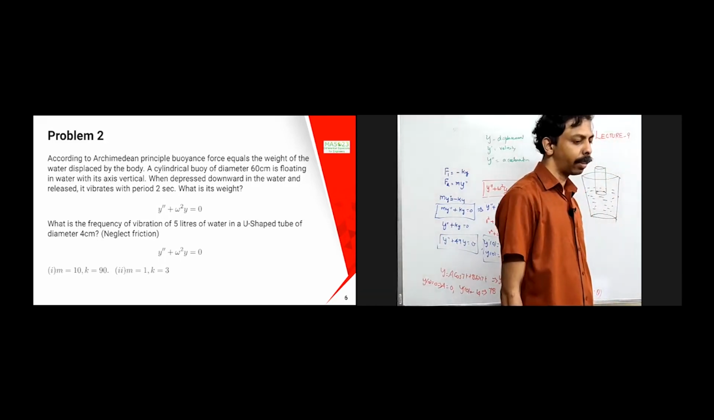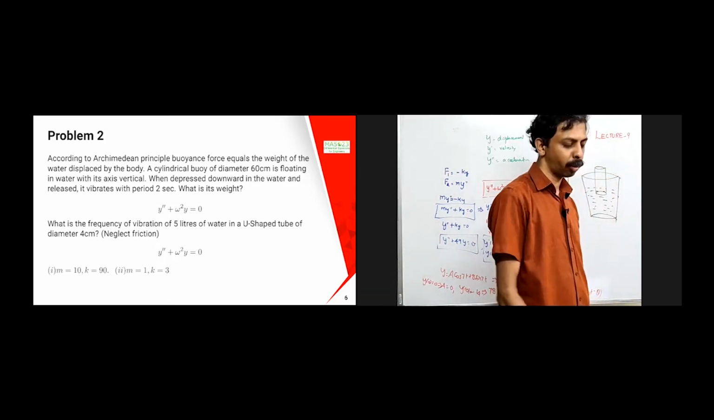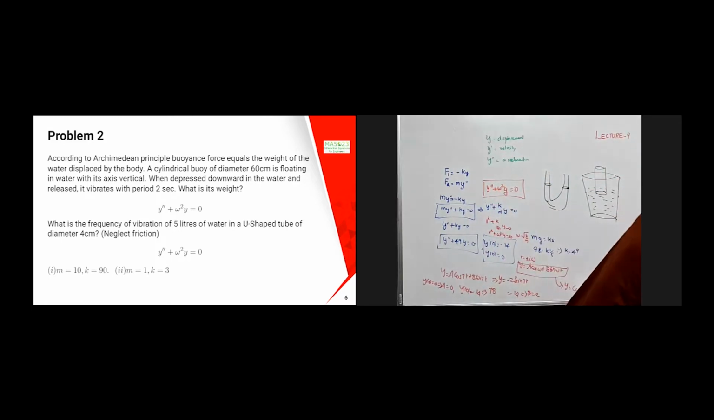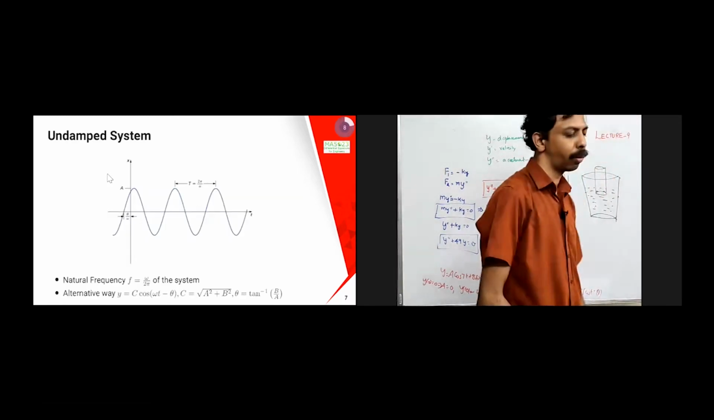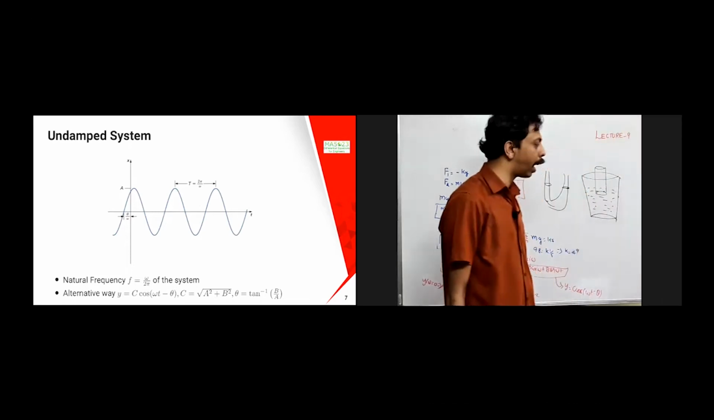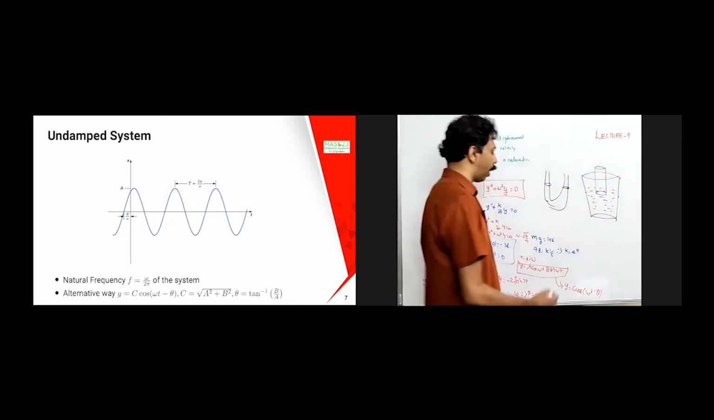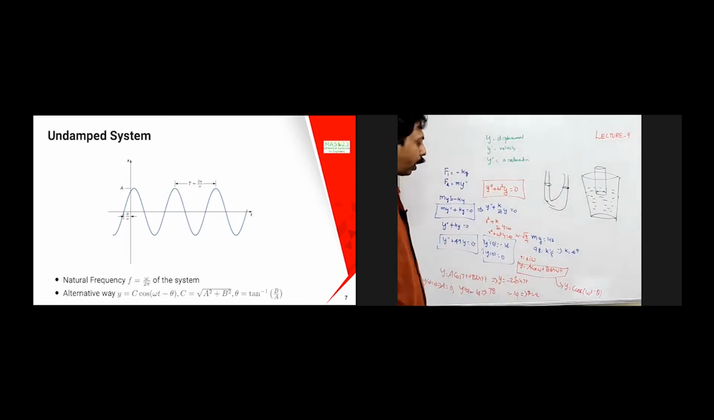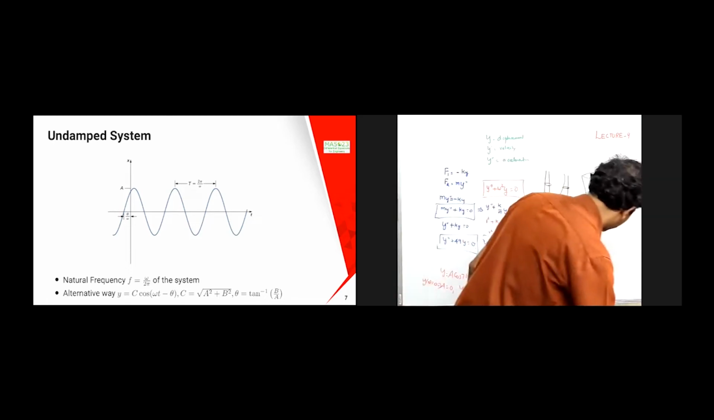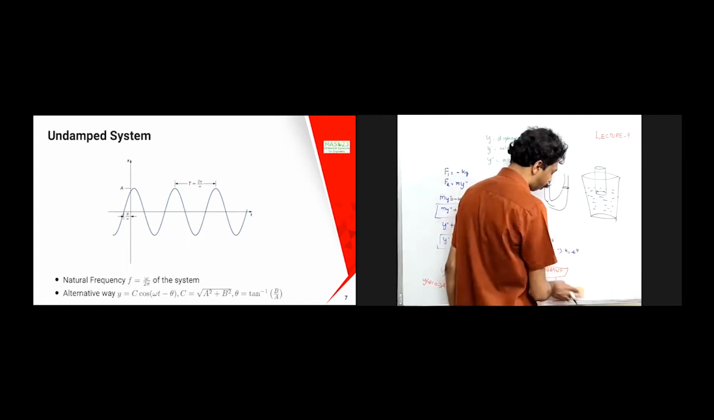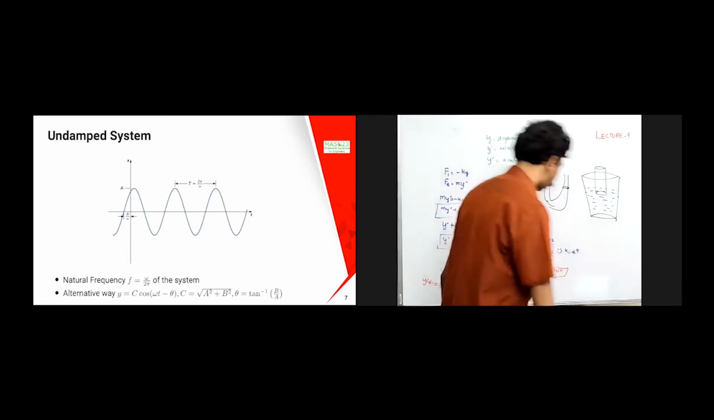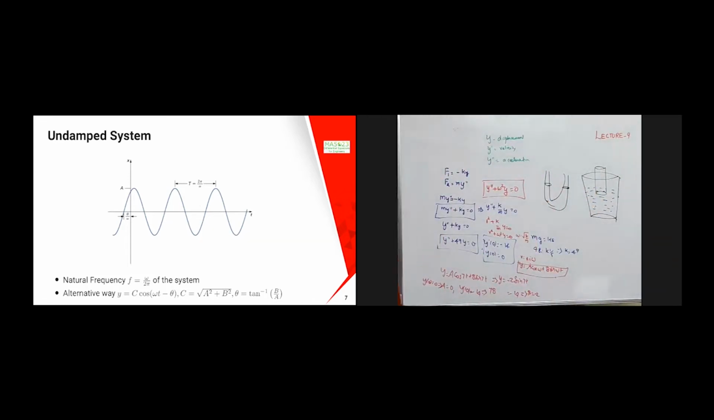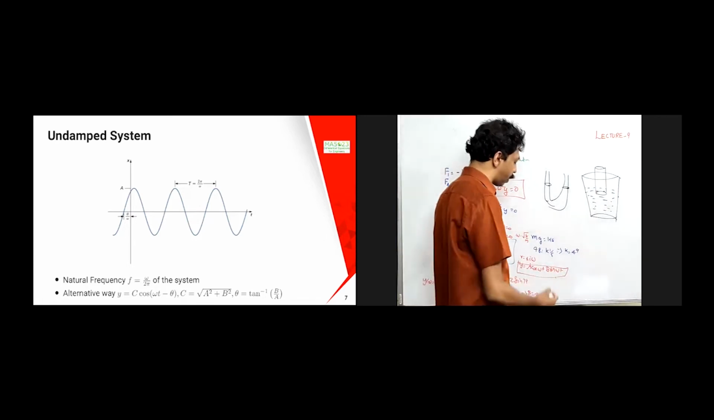So in general, suppose you have y double dash plus omega square y equal to 0. In this case, you are going to get the undamped system. For example, here you have seen that there was a sine curve. Now what you are going to get is something like y equal to a cos omega t plus b sin omega t.